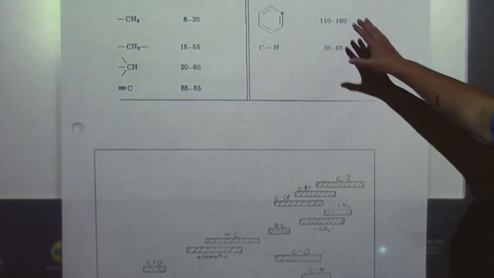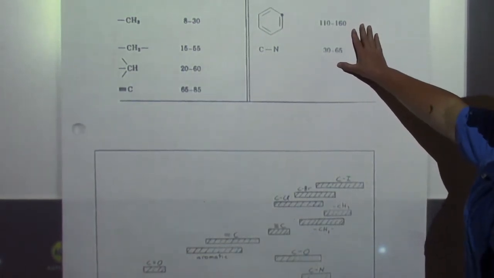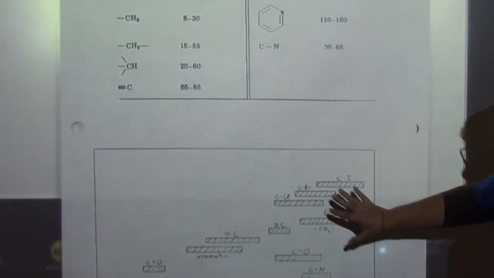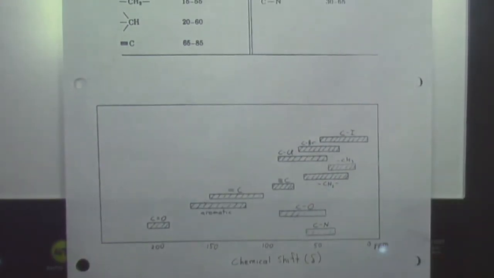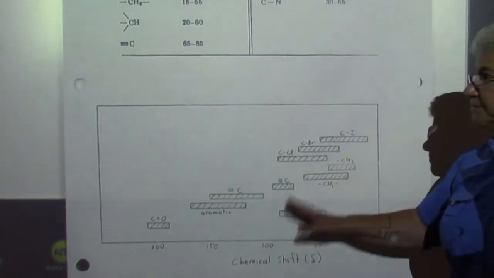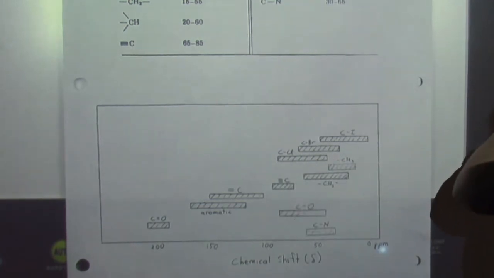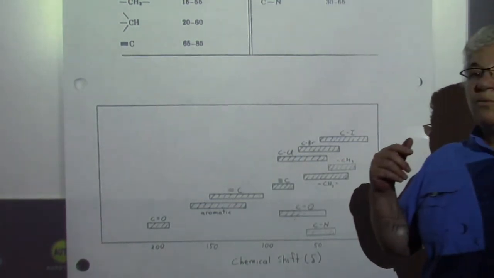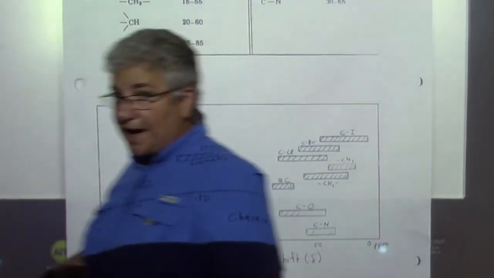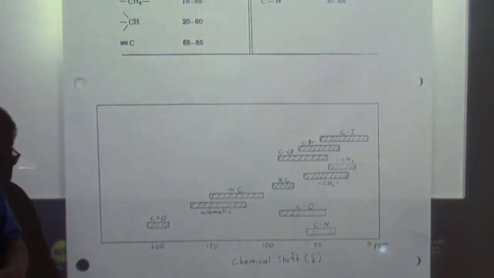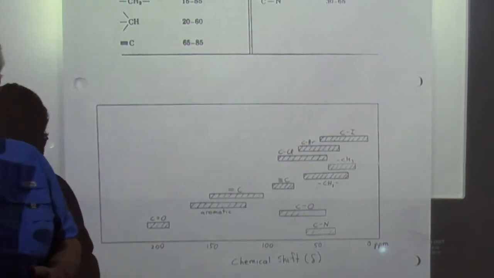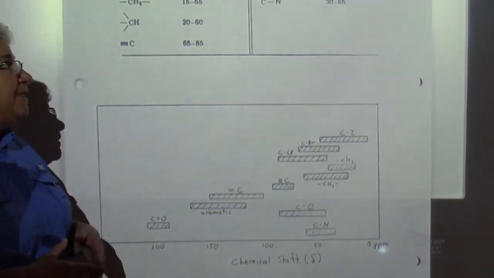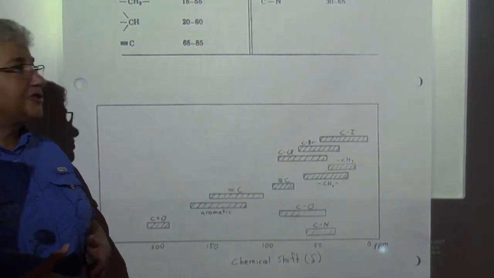So here's a table that comes straight from your book. Here's sort of another way to interpret the same data. I think this way might be a little bit easier to look at. What I do not want you to do is memorize these numbers. These are approximate chemical shifts.